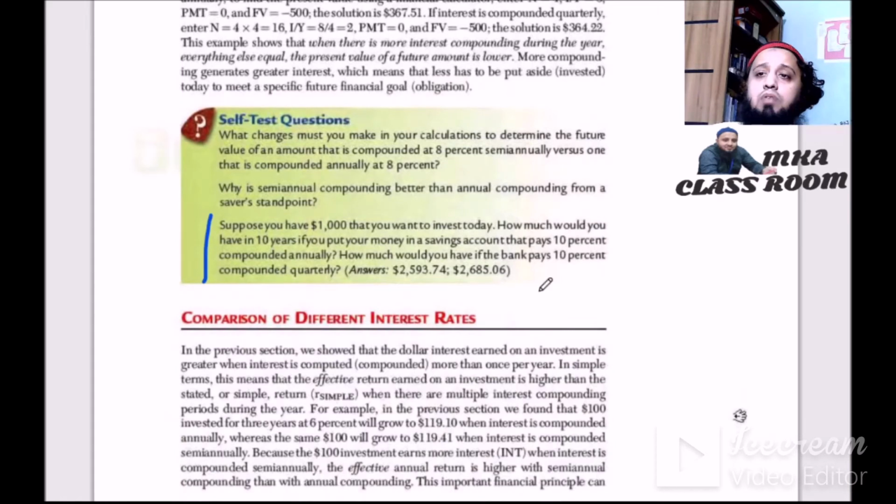Suppose you have 1000 taka in your hand that you want to invest today. How much would you have in 10 years if you put your money in a savings account that pays 10% compounded annually? How much would you have if your bank pays 10% compounded quarterly?